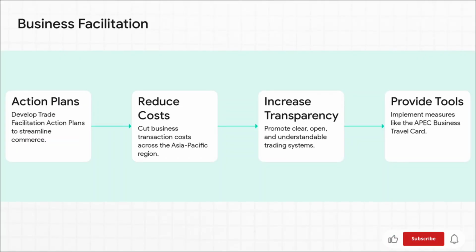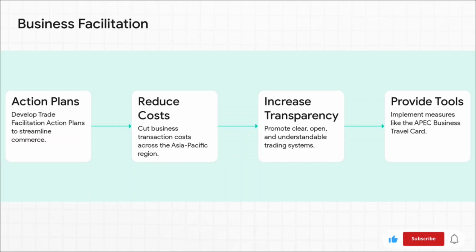Well, one of APEC's most important jobs is simply making it easier to do business across the Asia-Pacific. And we're not just talking about high-level ideas. This is about really practical stuff. Things like cutting transaction costs and making trade systems more transparent. And a perfect real-world example is the APEC Business Travel Card. It lets business people get streamlined, visa-free access across member economies.